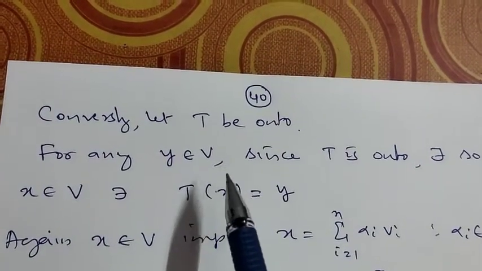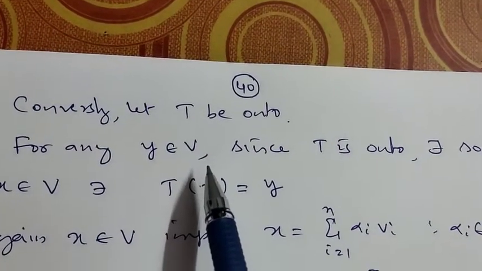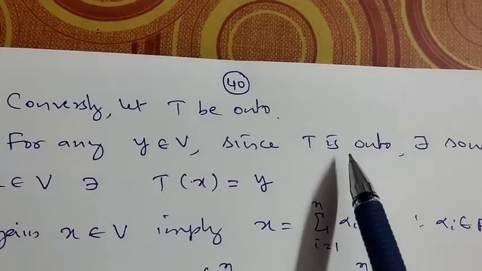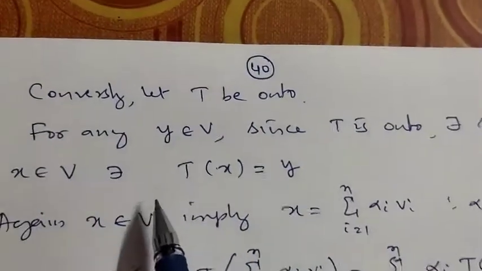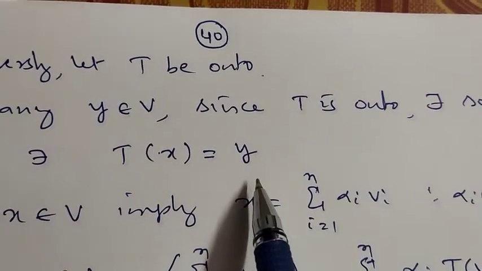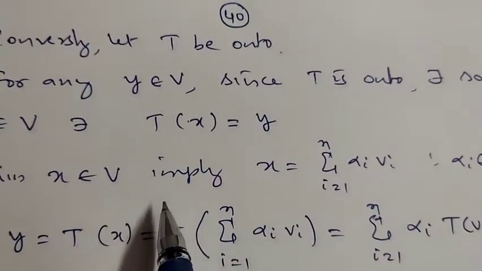So, for this, let Y belong to V. Now, Y belongs to V, the codomain space, means there exists, since T is onto, some element X belonging to the domain space V such that T of X is equal to Y. Now, again, X belongs to V implies what?